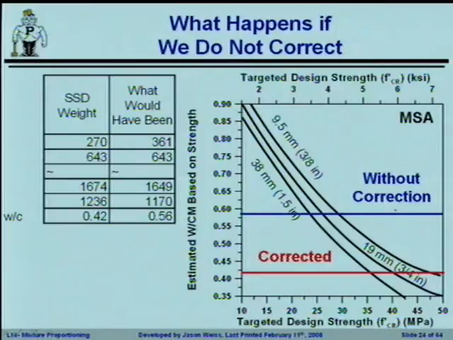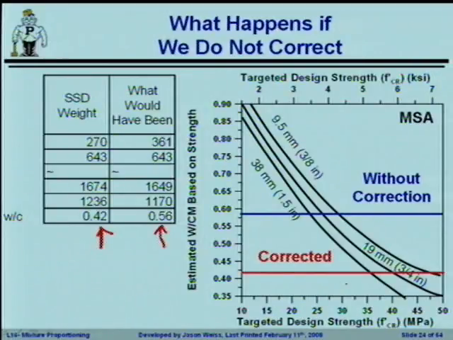If we didn't do this correction, and this is a pretty severe case here, and we just added the aggregates using their stockpile weights and not making these corrections, in the SSD condition, we would have had our water to cement ratio of 0.42, which is what we designed on. If we didn't make that correction, we would have actually had less aggregate than we expected and a portion of extra water. We would have had less fine aggregate than we expected and a portion of that which would have been extra water. And we would have ended up with a water to cement ratio that was much higher. We would have had quite a bit of excess water.